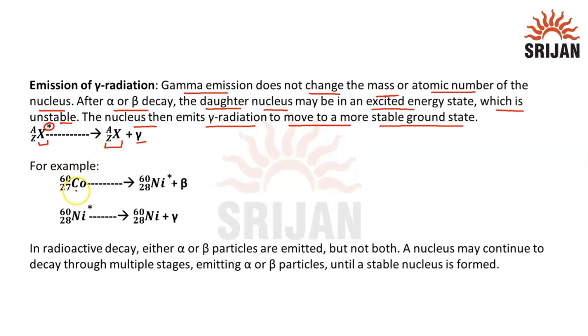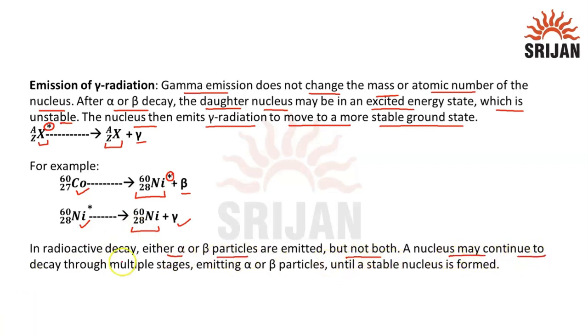For example, degradation or decay of cobalt, where beta particle is being emitted. However, the daughter nucleus is still left in the excited state, denoted by this star. So, this excited state of nickel undergoes gamma decay to form the more stable version of nickel, and that's how the emission of gamma radiation helps the element to reach a stage which is lesser in energy content. In radioactive decay, either alpha or beta particles are emitted, but not both.